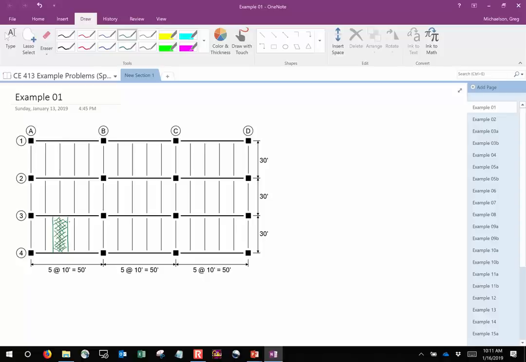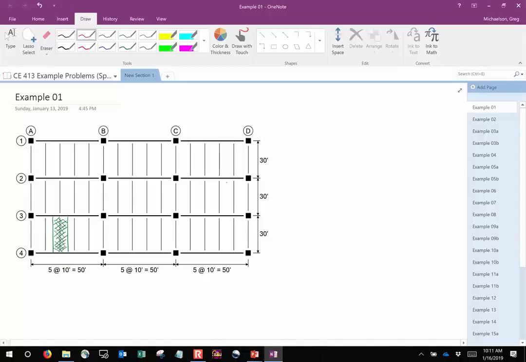One other piece of terminology from structural engineering lingo is the term bay, B-A-Y. I would say that this building is three bays by three bays because between A and B, that's a bay. Between B and C, that's a bay. Between C and D, that's a bay. So if you ever hear the term bays, that's what we're talking about. Sound good?